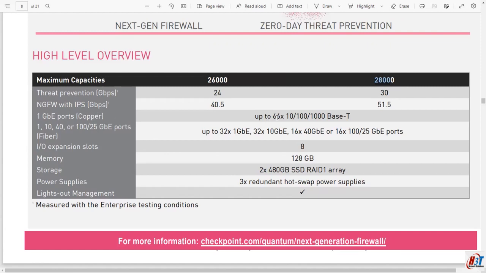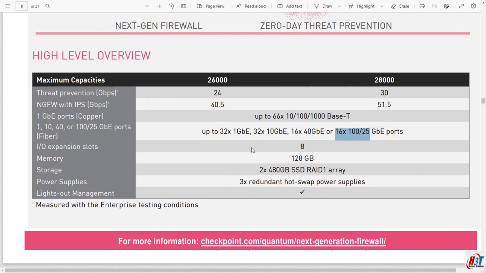Right, now talking about the 1 Gbps copper ports that you get, you have up to 66 ports on these two. For the 10, 40, 100 or 25 GB ports, you get up to 32 ports here, or you can get 32 10 GB Ethernet, or 16x 40 GB Ethernet, or 16x 100 or 25 GB Ethernet ports.